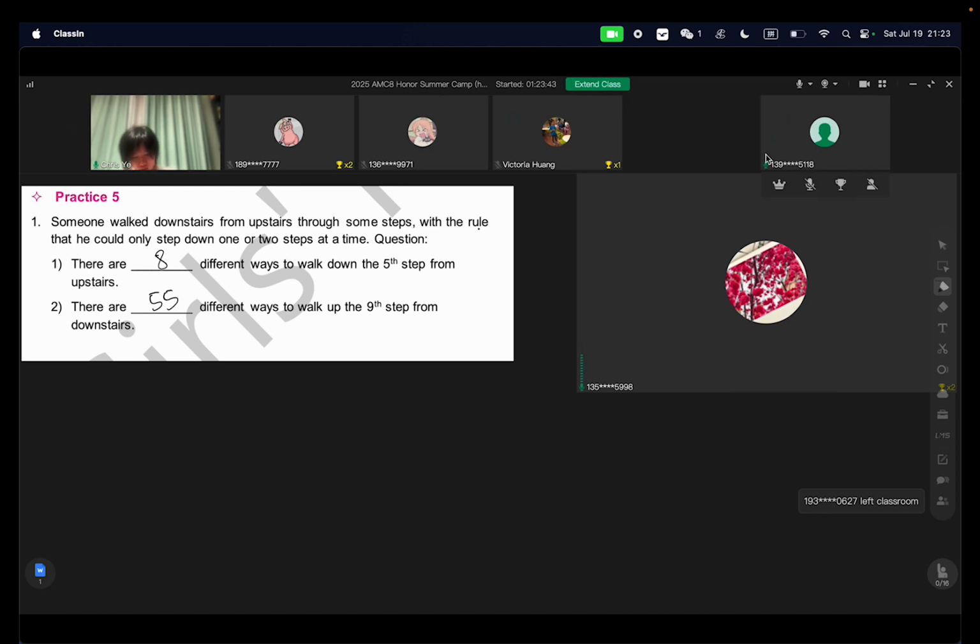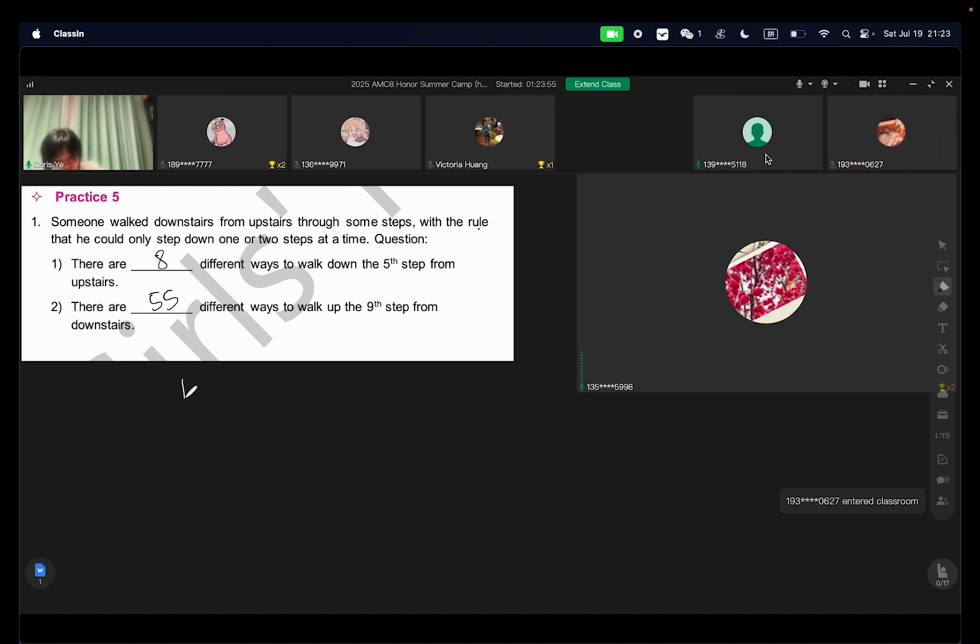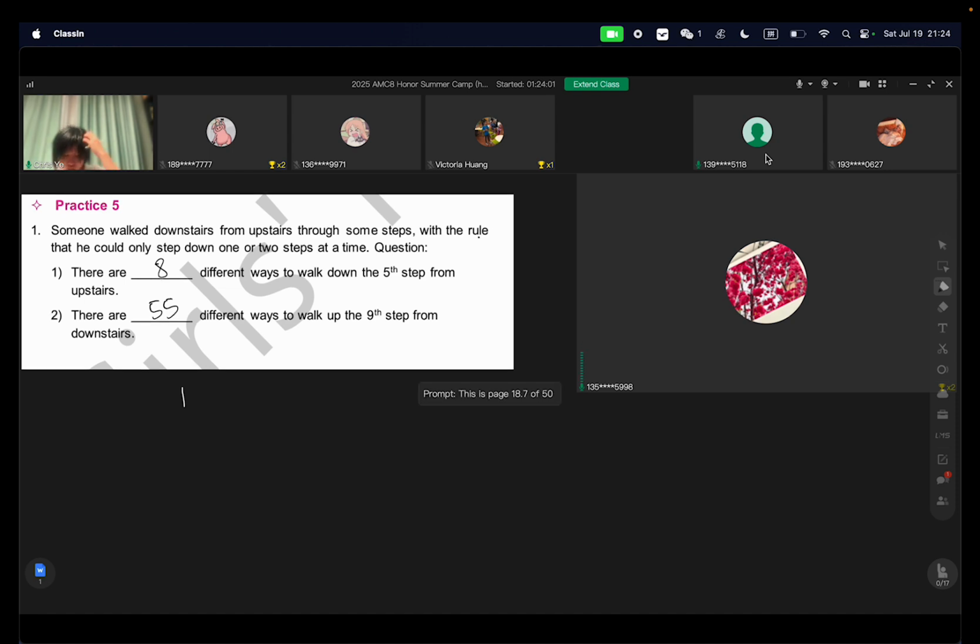So the first question asks us how many different ways this person can walk down the 5th step. So I drew 5 steps, and then from the first step, there's only one way. The second step, we have 2 ways. The third step, we have 3 ways. So the fourth step is 6, and then the fifth step is 2 plus 3 plus 6, which is 8.